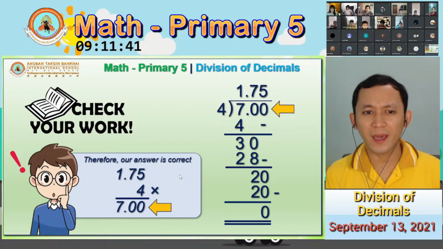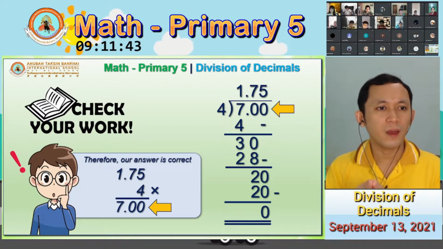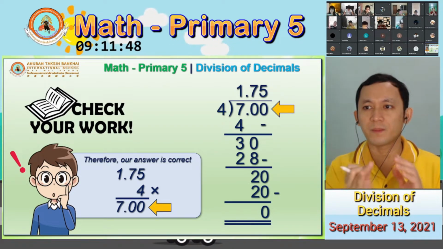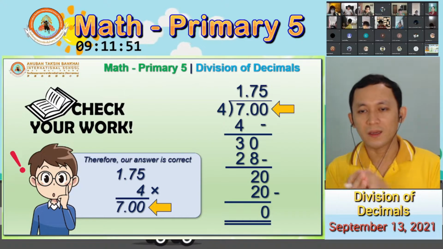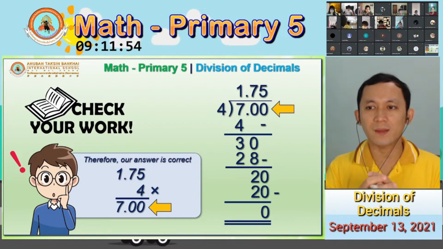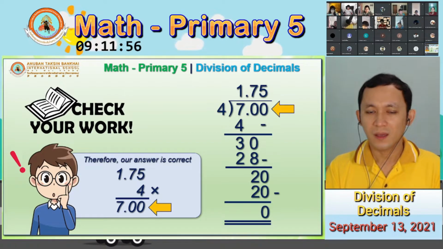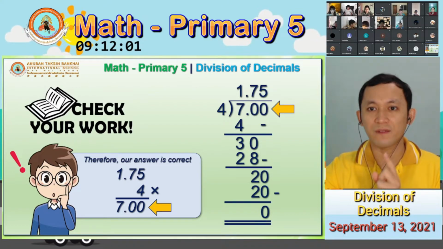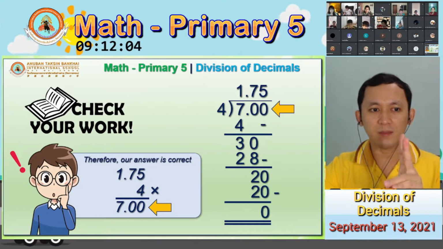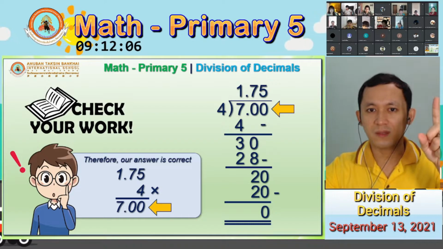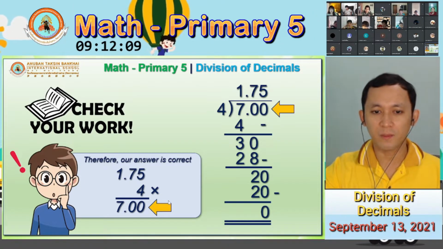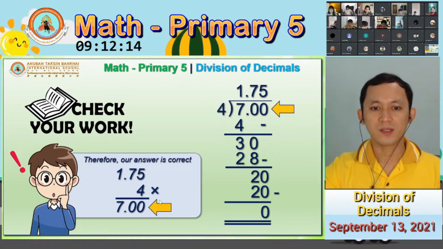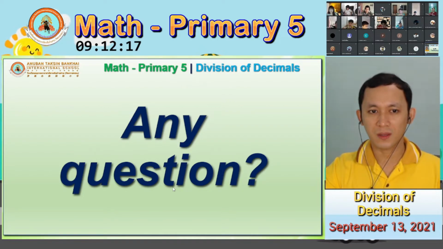So again, we can check our number. How are we going to do that? We have divisor multiplied by our quotient. Okay, so 1.75 times 4. If we're going to convert that into a whole number, 175 times 4, that is 700. Now we have 2 decimal places, so let's move 2 decimal places. So that will be 7.00, or we can just have 7. So our answer is correct.